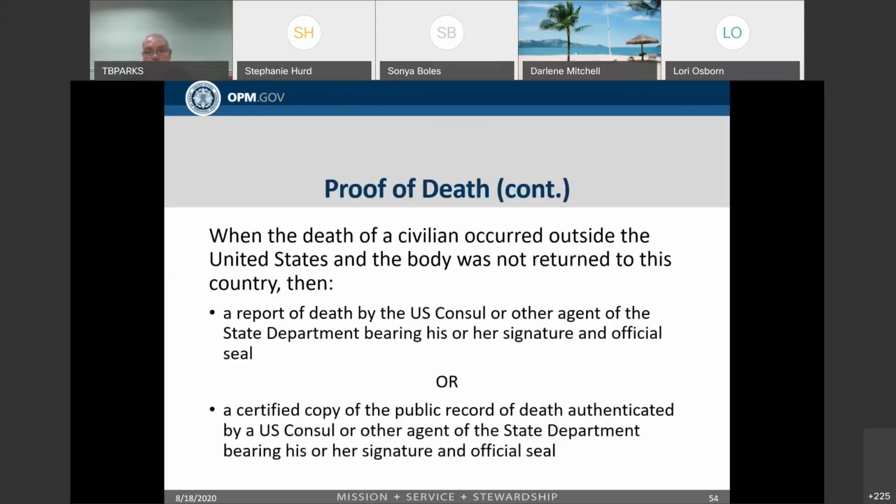Or when the death of the civilian occurred outside the United States and the body wasn't returned to the country, then a report of death by the U.S. consul or other agent of the State Department bearing his or her signature and official seal, or certified copy of the public record of death authenticated by a U.S. consul or other agent of the State Department bearing his or her signature and official seal. Okay.